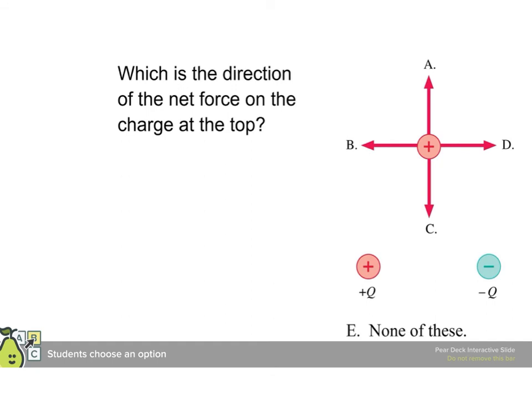What is the direction of the net force on the charge at top? This one. Well, the blue is going to repel it something like this, and the purple is going to attract it something like this. So we can see that together they're going to be along that direction.